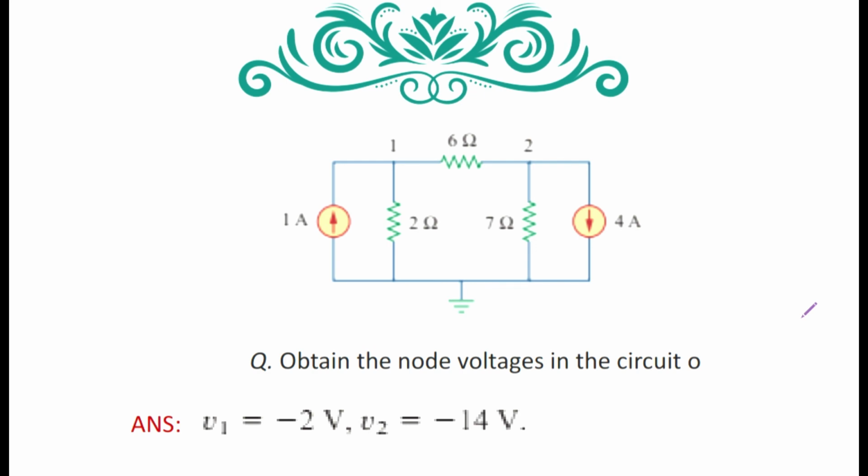Now, what you're seeing here is a problem for you. The question says you need to obtain nodal voltages in the circuit. You have to solve this using Kirchhoff's current law or nodal analysis, and find the voltages V1 and V2. Try to solve this on your own using the concept that you have learned just now, and if you find any problem, do let me know.